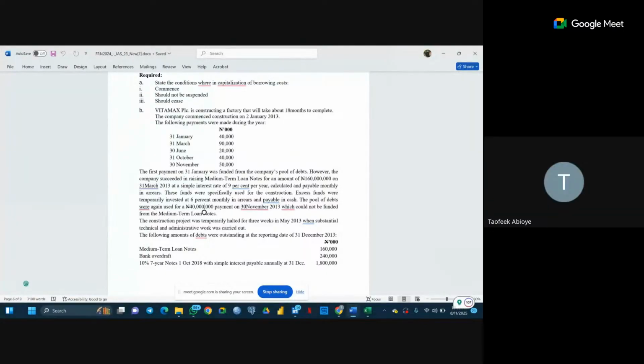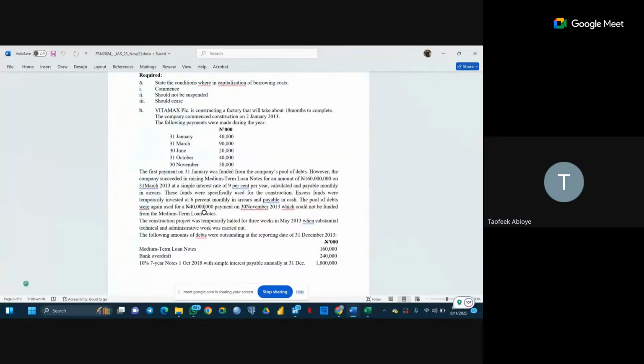So we are told that this fund was specifically used for construction, which means that the 160 million is from a specific source of fund and it's been specifically used for that project. And it's different from the pool of fund that the company had in existence as at 31st January. The pool of debt were again used for the 40 million payment, which could not be funded from the medium-term loan note. You should know from this that they are trying to let us know that the medium-term loan note is different from the pool of funds.